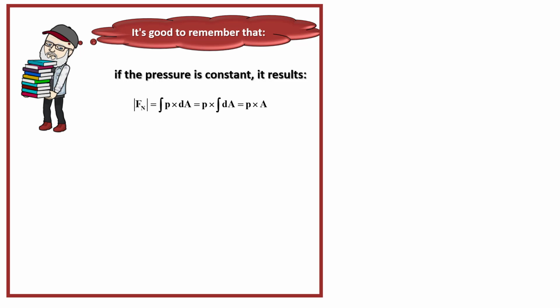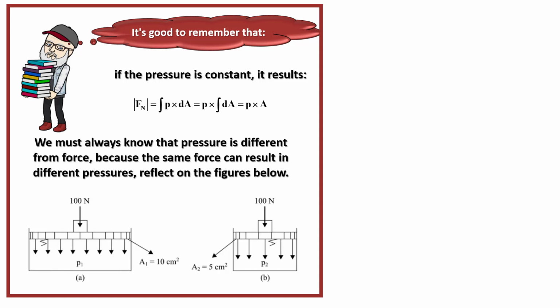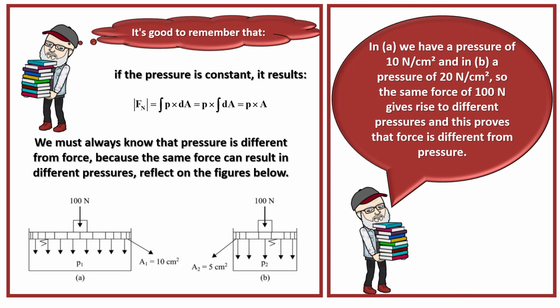This is because, being constant, the pressure goes outside the integral, and the integral of an area element, dA, is the area itself. We must always remember that pressure is different from force, because the same force can result in different pressures. Reflect on the figures below. In figure A, we have a pressure of 10 Newton per square centimeter, and in figure B, a pressure of 20 Newton per square centimeter. So the same force of 100 Newton gives rise to different pressures, and this proves that force is different from pressure. Don't forget that Pascal is equal to Newton per square meter.